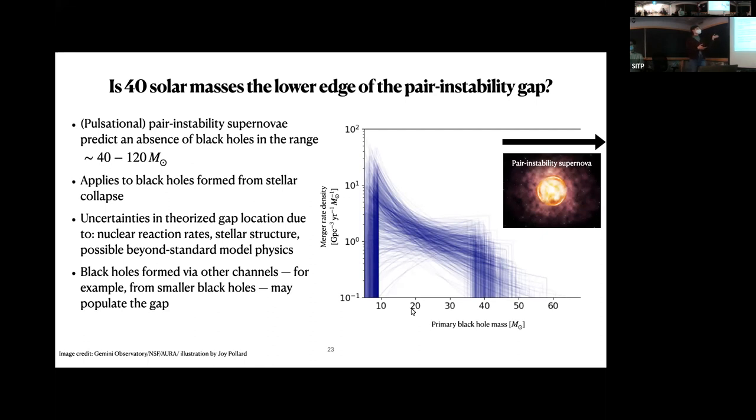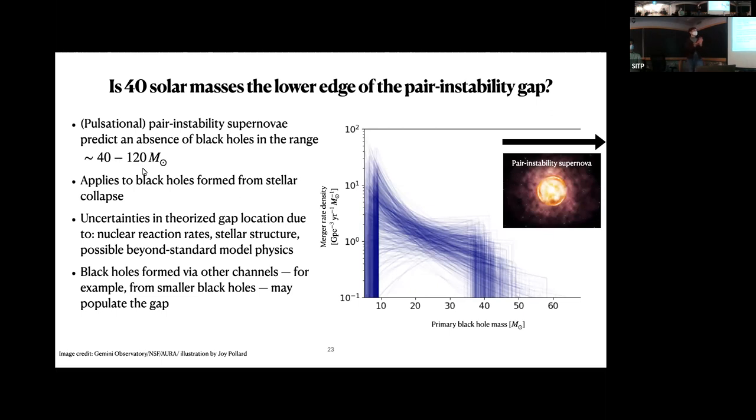There are some uncertainties in this location, so approximately 40 to 120 solar masses, which are due to things like the nuclear reaction rates, which control how much oxygen there is in the core of your star, which is what provides this dramatic explosion. The stellar structure also matters, as does possible beyond standard model physics. If you have new particles in your stellar core, that can also affect the energetics of where this mass gap starts and ends.